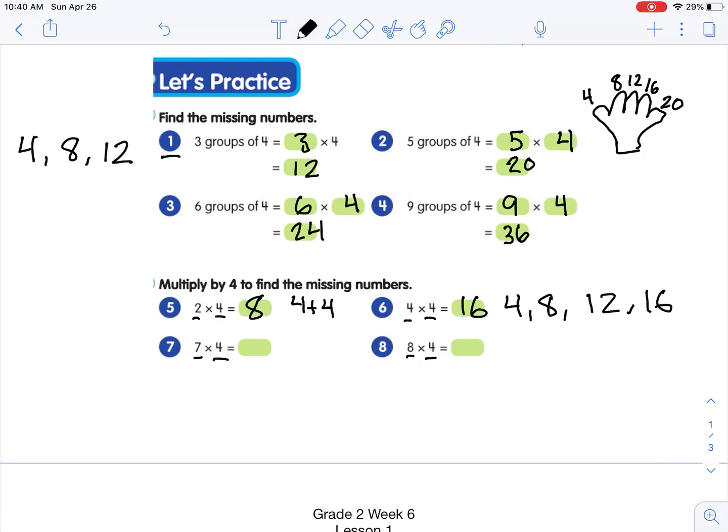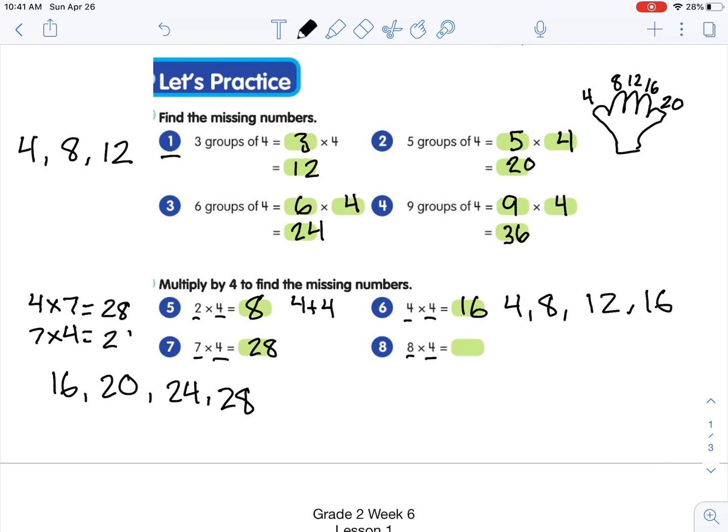7 times 4. All right. Well, we did it 4 times over here, so we know that if I skip count by 4s 4 times, I'm going to get to 16. So let's keep going. 16, 20. So 4 times 5 is 20. 24. 4 times 6 is 24. And 28. So 4 times 7 is 28. Or 7 times 4 is 28. Right? Because I can say 4 times 7 is the same thing as saying 7 times 4.